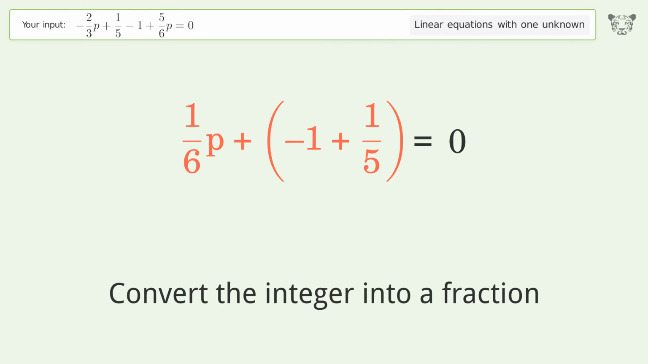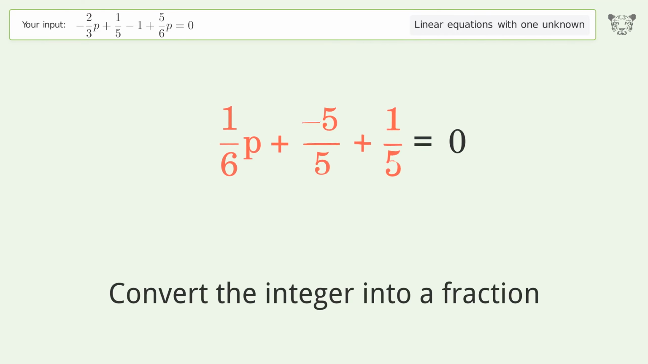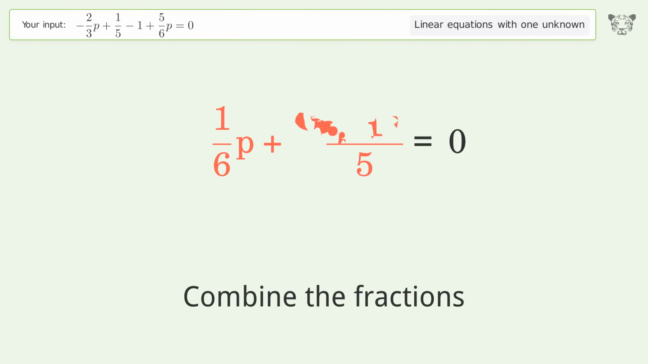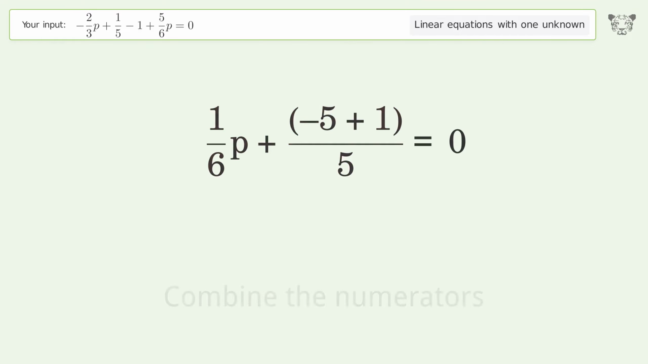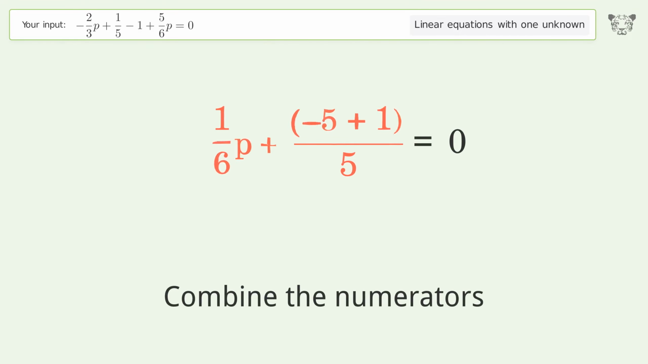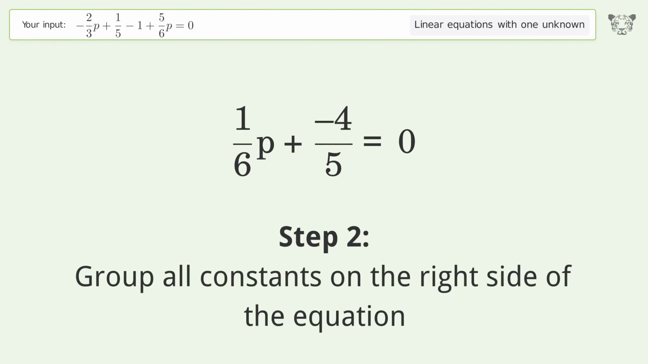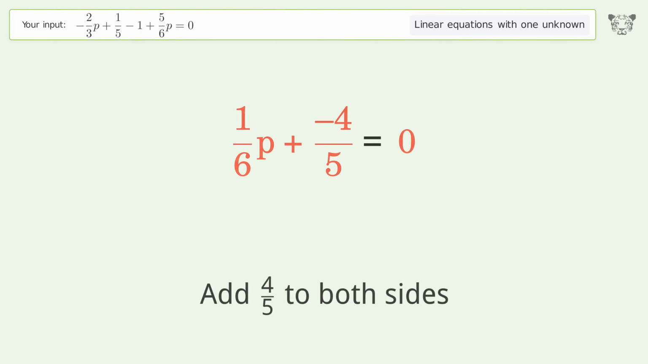Convert the integer into a fraction. Combine the fractions. Combine the numerators. Group all constants on the right side of the equation. Add 4/5 to both sides.